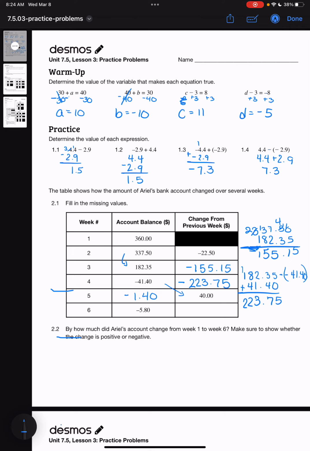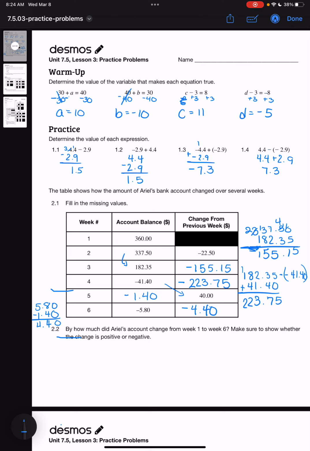And the last one, I have negative $5.80. So I want to find the difference. So the change was I went down $4.40. Now, by how much did Ariel's account change from week 1 to week 6?